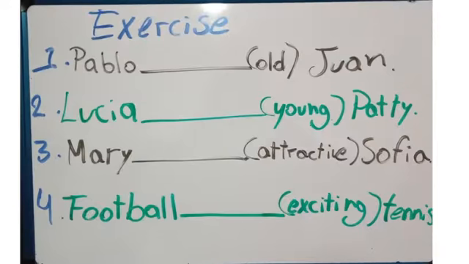Okay, now we have a short exercise that you have to try to complete. First, we have 4 different sentences, and we have to complete on the line what would be the right comparative sentence. For example, we have 1. Pablo, old, Juan. Lucia, young, Patty. Mary, attractive, Sophia. And football, exciting, tennis. Okay, now I'm going to give you some time, and then you have to check if you are okay or if you are wrong.